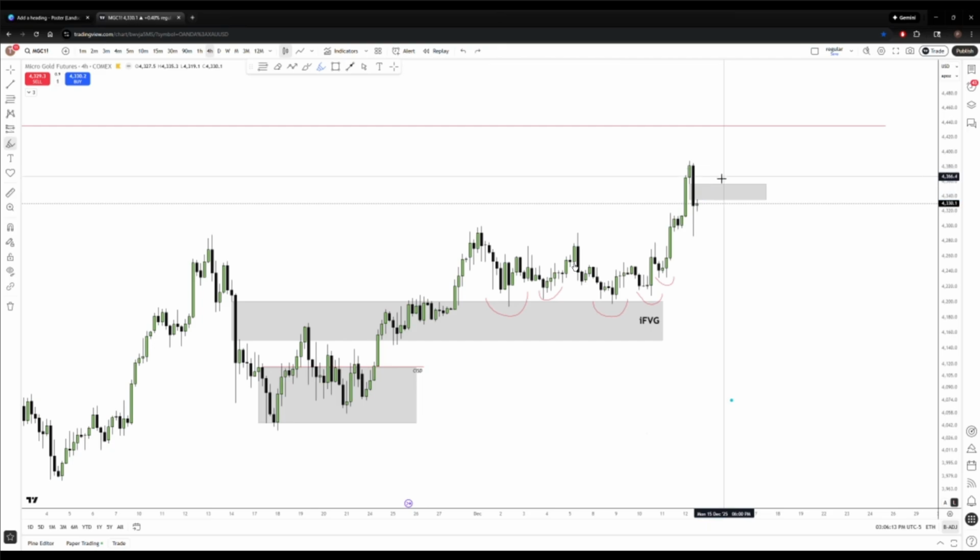Do we wait for the tap up into the fair value gap to get to buy sell? Yeah, exactly. But look, we haven't confirmed CISD, right? If we were selling, I would want us to create a CISD swing and then confirm the CISD.